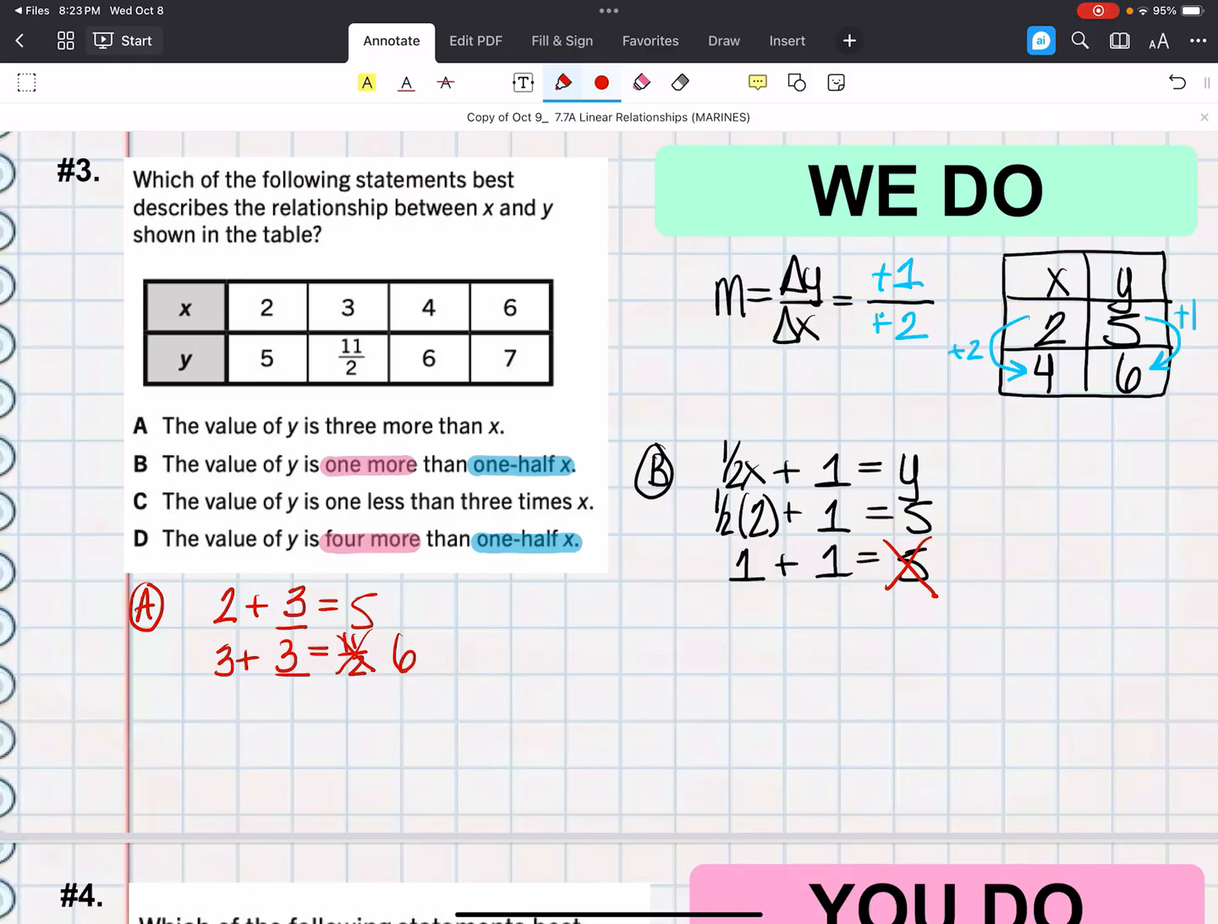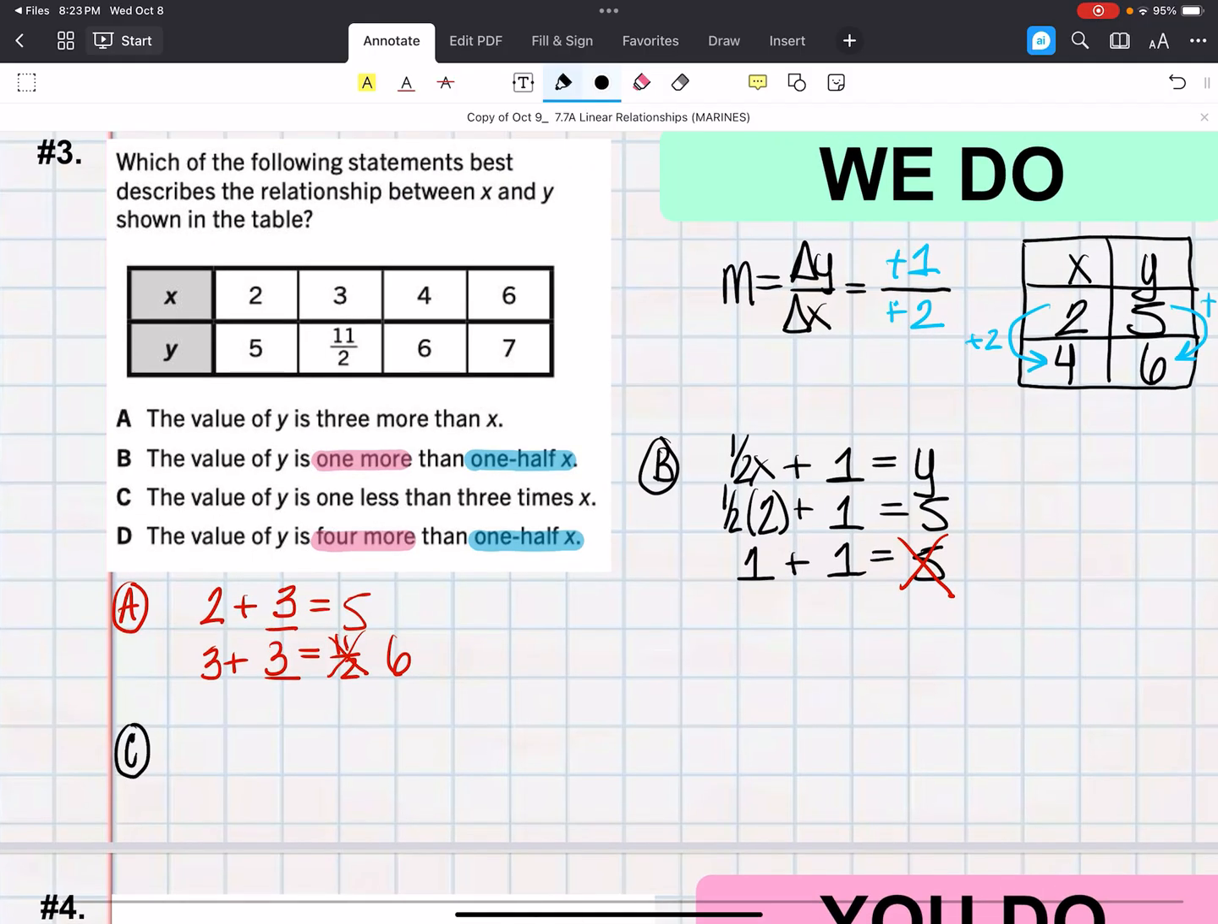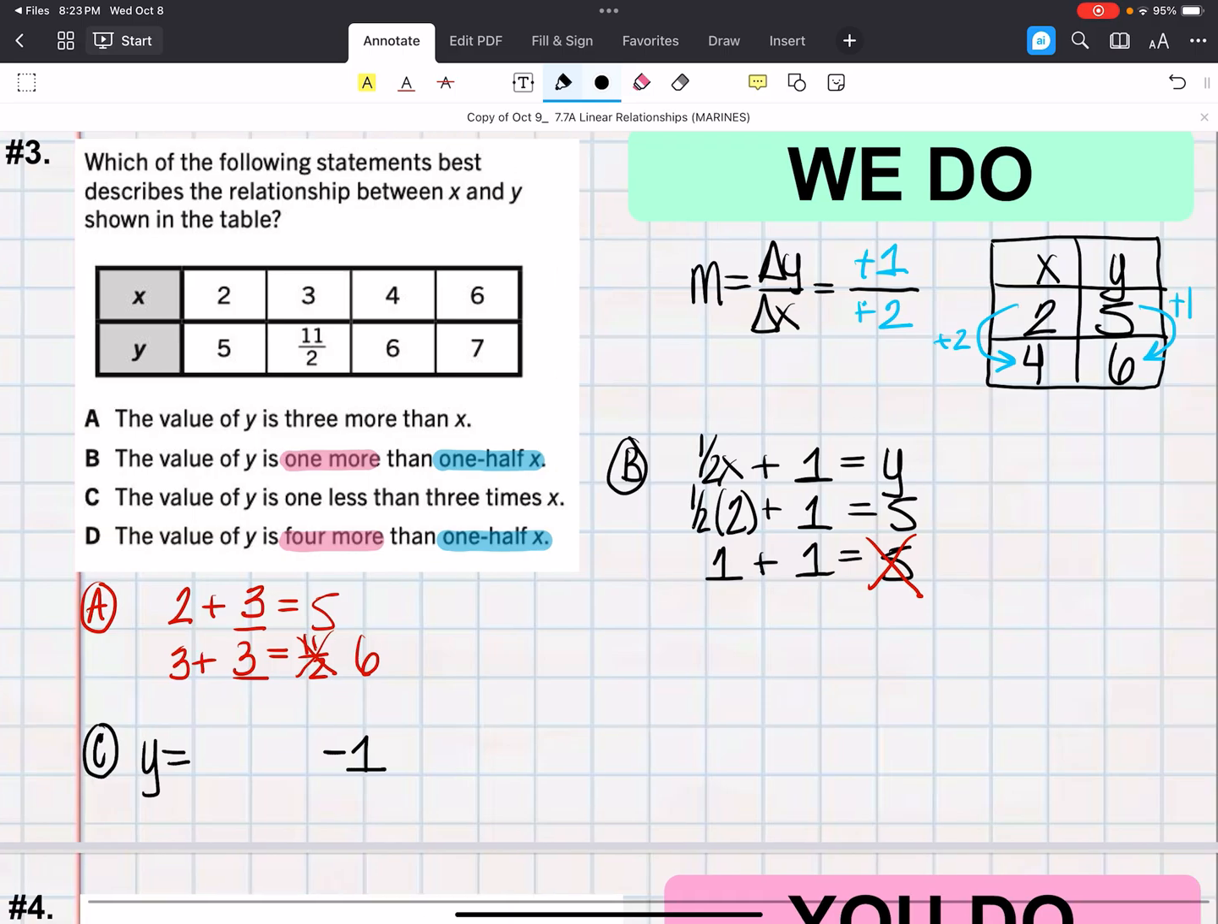Now C is talking about the value of Y is 1 less than 3 times X. Okay, we can try that one out as well. The value of Y is, remember that means equals, 1 less, so I'm going to subtract 1, 3 times X. Same thing again, we can try our first ordered pair. Replace Y with 5, replace X with 2. 3 times 2 is 6, minus 1 equals 5. That is correct, but remember it has to work for all 4.